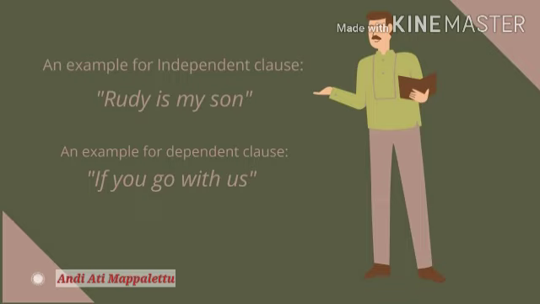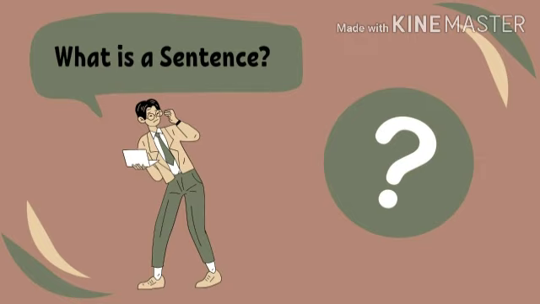So, the next important thing will be delivered by my friend, Nurul Hidayah. Time is yours. So, what is a sentence? A sentence is a series of words that have perfect meaning. A sentence is a grammatical construction containing a complete meaning.